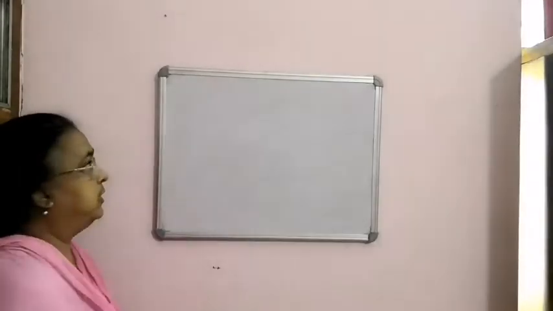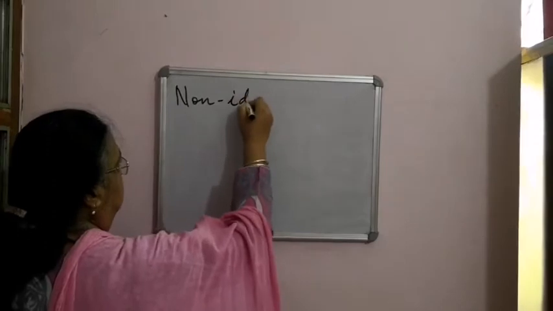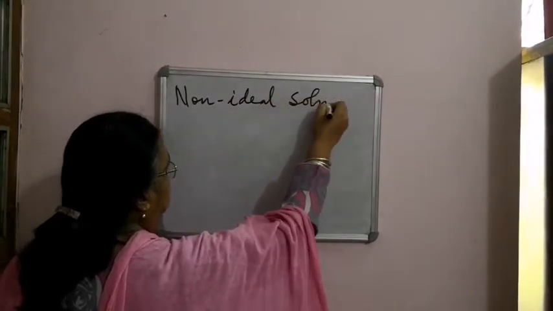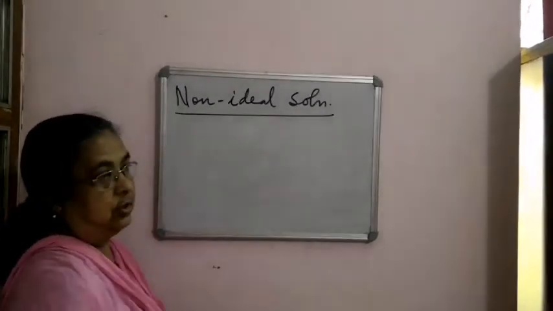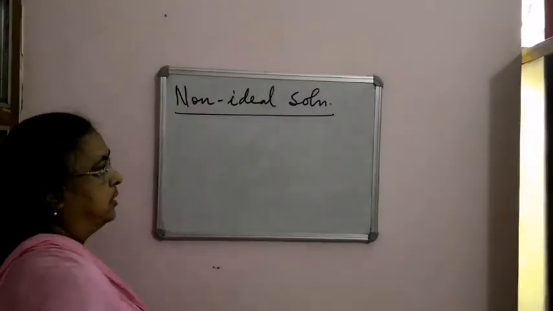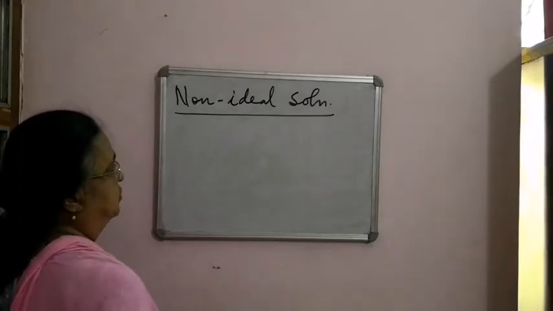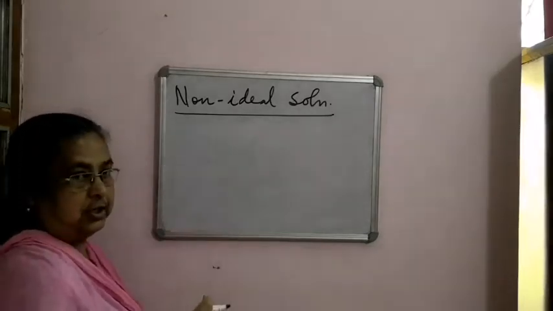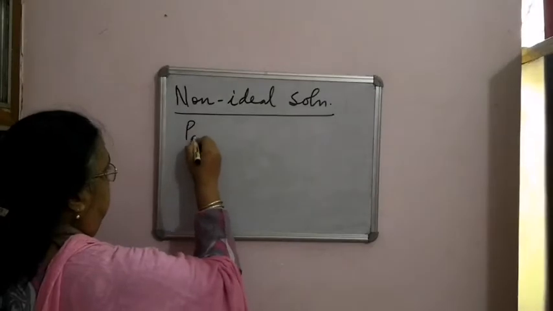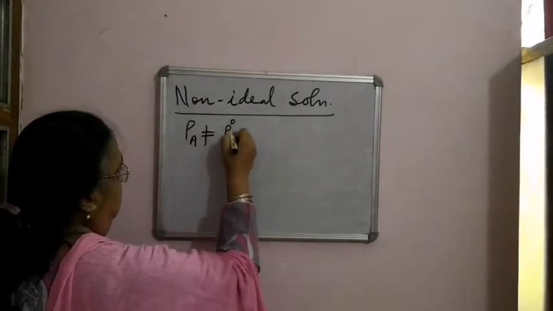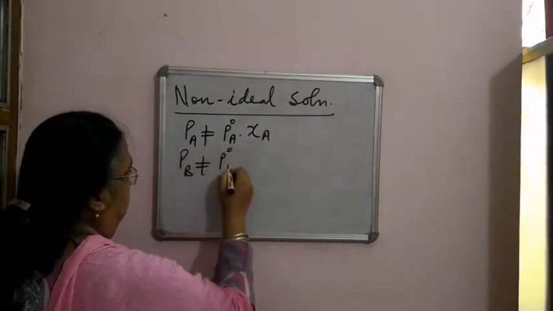We'll now continue with non-ideal solution. Non-ideal solution, which you have seen. We have considered the solute and the solvent. Solute B, solvent A, both are liquid, both are volatile in nature. And non-ideal solutions are those in which the solution and its components do not follow Raoult's law, that is PA is not equal to P naught A into XA. Both components will not follow this law.